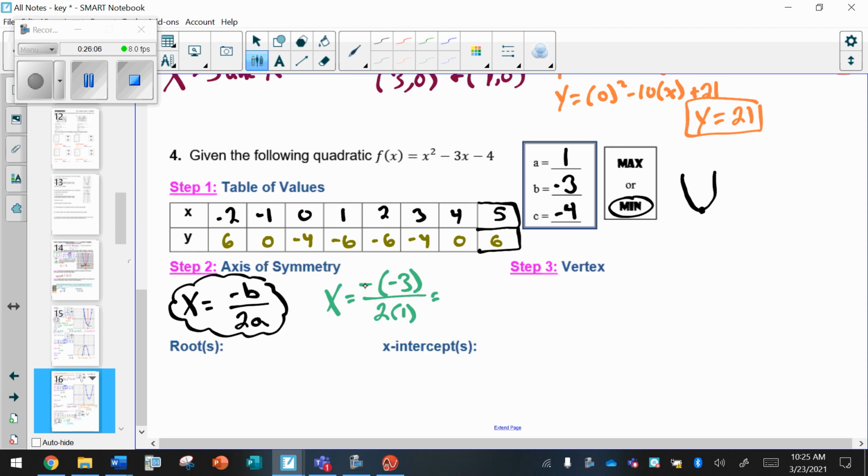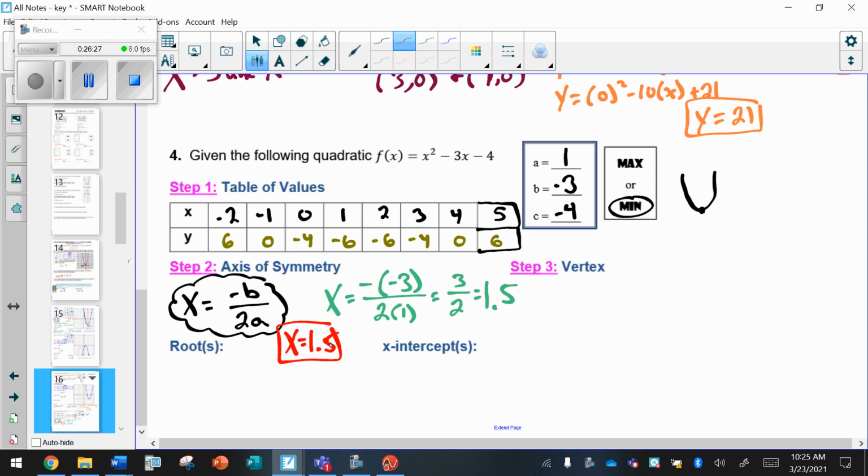So negative 3 turns into positive 3. 2 times 1 is 2. So we get our axis of symmetry at x equals 3 over 2. As a decimal, that's 1.5. Okay, so our axis of symmetry equation is x equals 1.5.